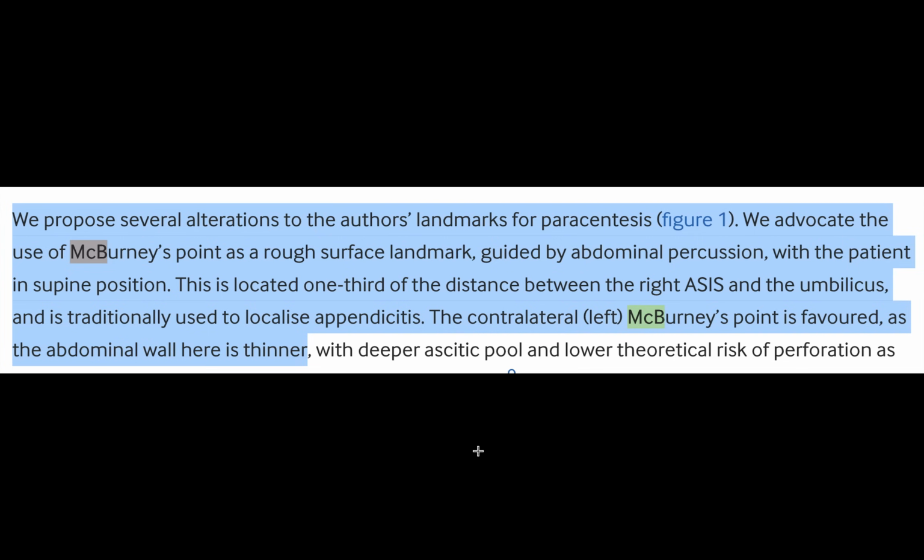ACIS is an abbreviation of something that we've seen previously, and is traditionally used to localize appendicitis. The contralateral left McBurney's point is favoured as the abdominal wall here is thinner. So already I'm sure that this is something that you're familiar with because we've heard this in previous documents.